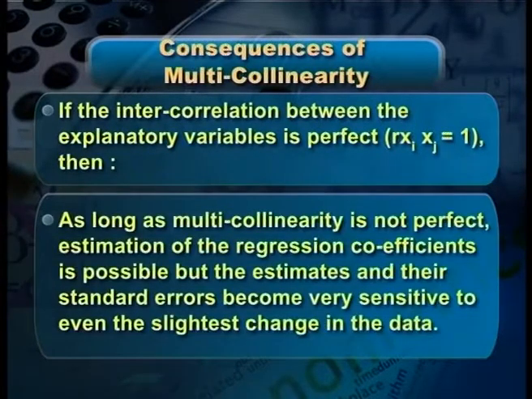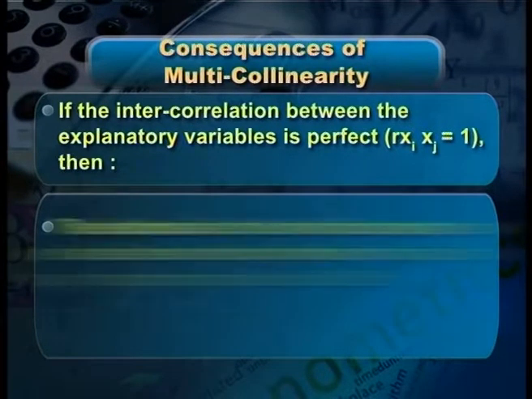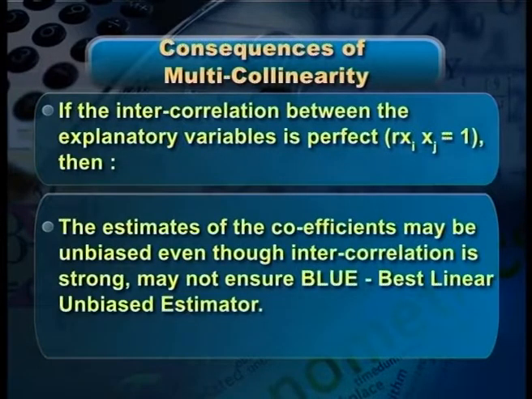As long as multicollinearity is not perfect, estimation of the regression coefficients is possible, but the estimates and their standard errors become very sensitive to the slightest change in the data. Another consequence is that the estimates of the coefficients may be unbiased, even though intercorrelation is strong, but may not ensure BLUE. BLUE means best linear unbiased estimators.